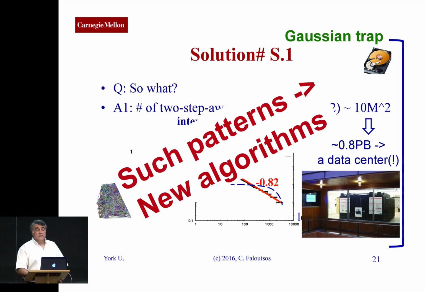So the high-level idea is that when there are such patterns, skewed degree distributions, this leaves room for new algorithms. If we know that there is a huge degree followed by a second big degree, followed by a third big degree, we should use a different algorithm.